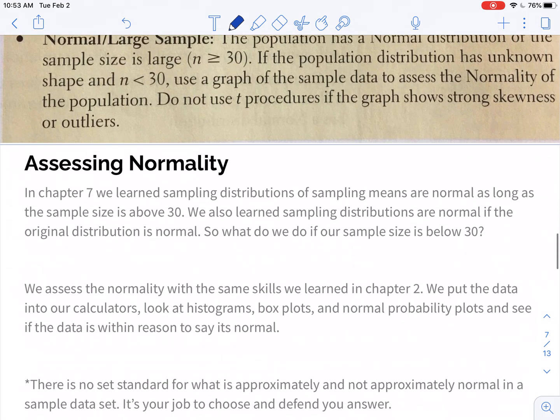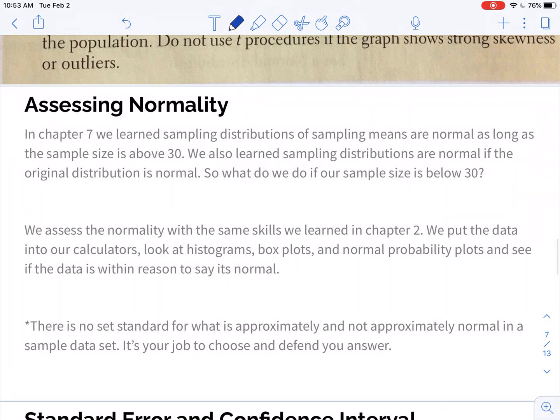Now, with assessing that normality, the book really leaves it vague. It says that when we're assessing normality, we want to make sure that the graph is close to normal. It doesn't have to be perfect because even if we're pulling from a normal population, sample sizes at 20 could be a non-normal sample. If we're pulling from a normal population, we would expect a sample size of 20 to roughly be normal. So it doesn't have to be perfect. We're not looking for perfect normality as we did in Chapter 2. We're just looking for approximately normal. What is approximately normal? There's no set standard.